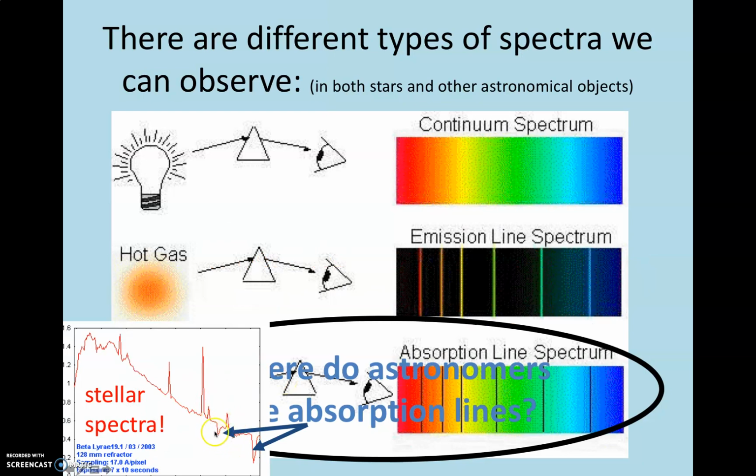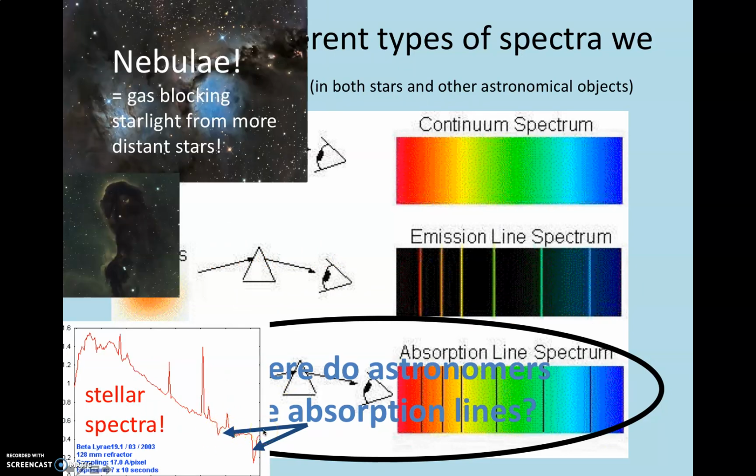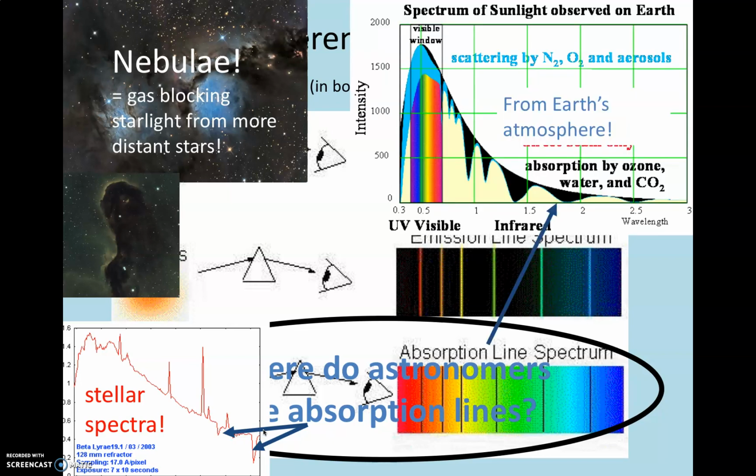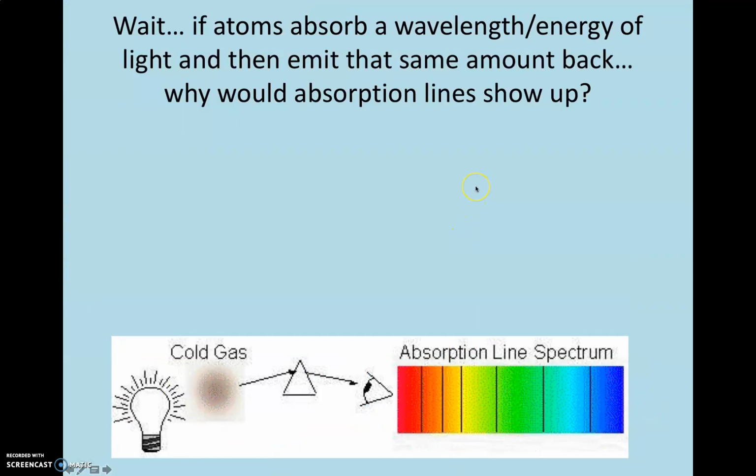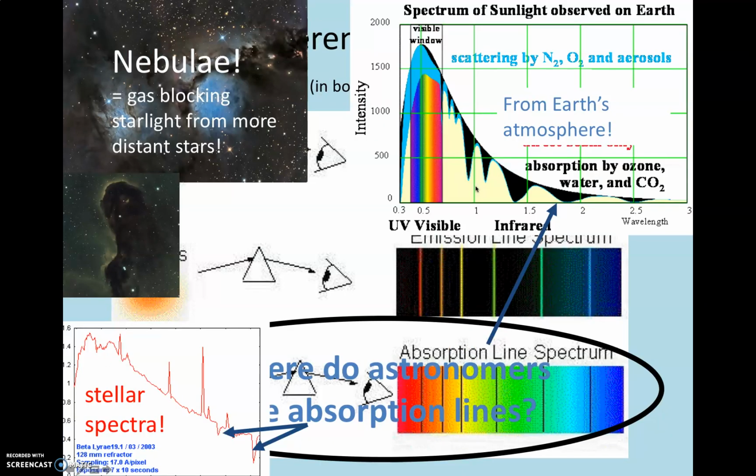We see here, so these lines get absorbed. And you also see these in nebulae. We have some gas that's blocking some of the starlight from more distant stars, causing them to not get through. We also see this when we look at our star's spectrum through the Earth's atmosphere.